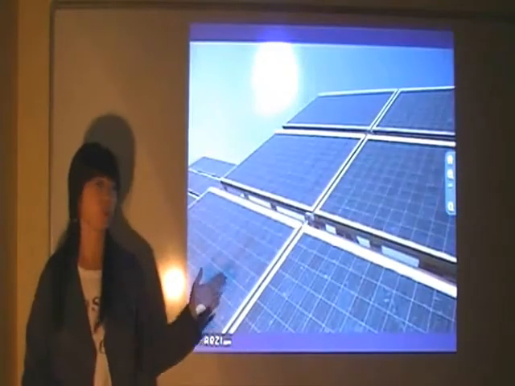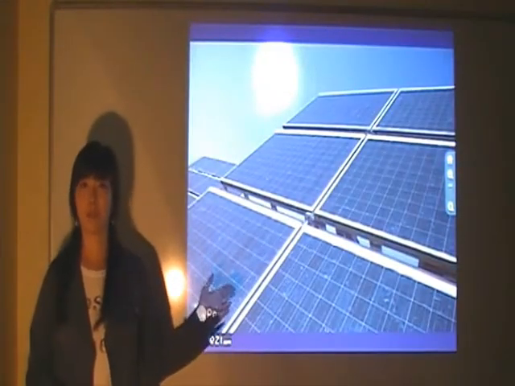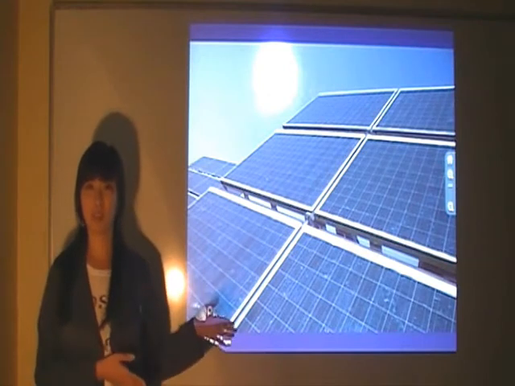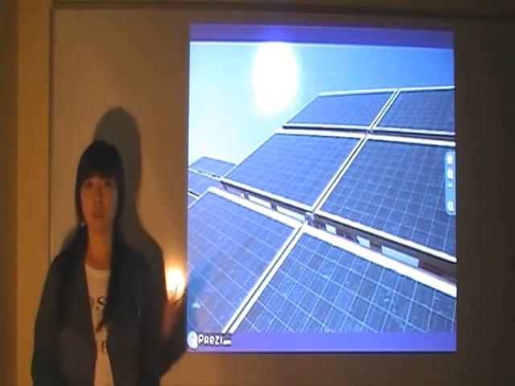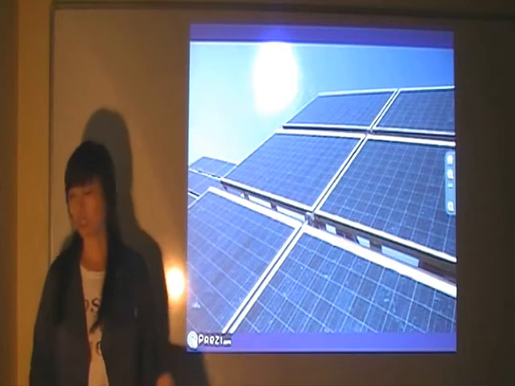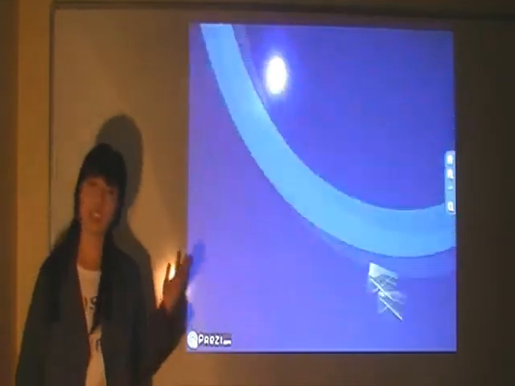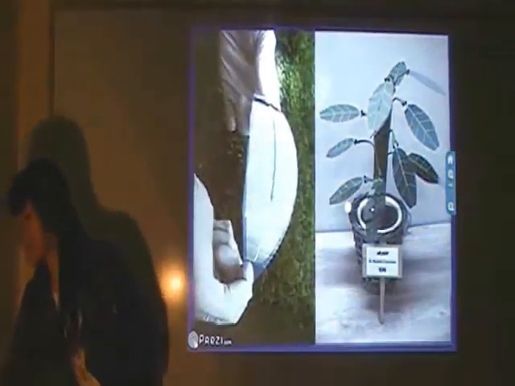This is the solar cell basic form. Compared with the past, the present solar cell can have many forms, like a leaf or wallpaper.